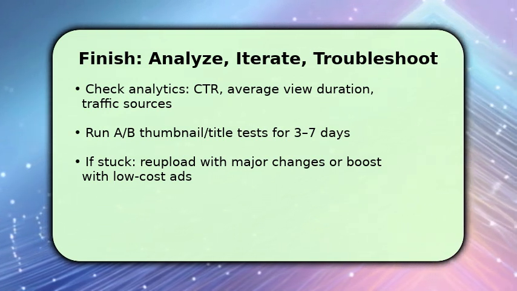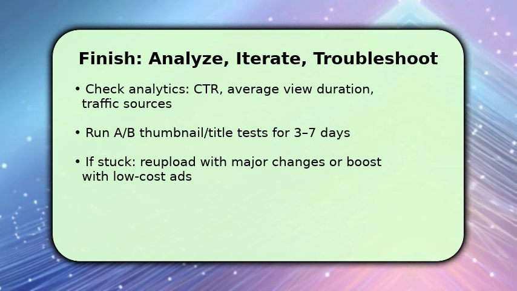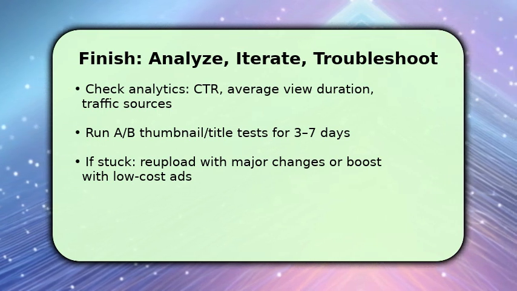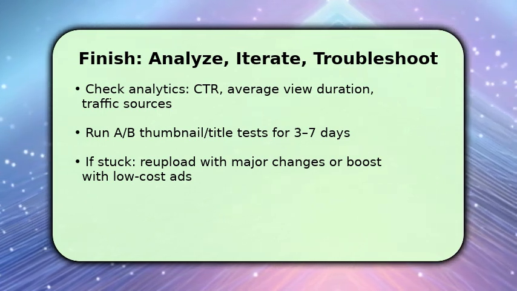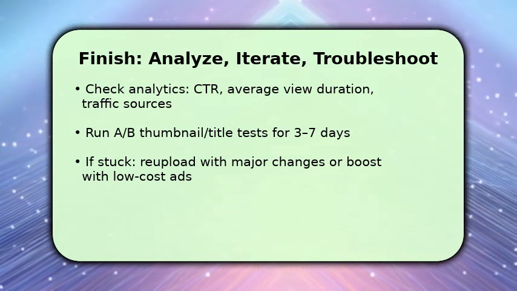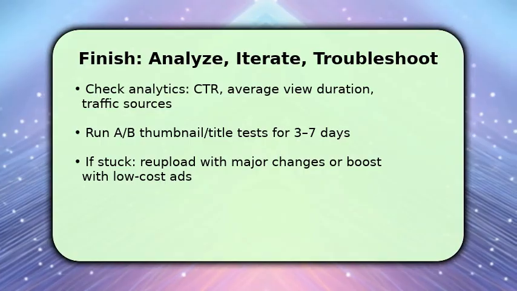measure change. If organic traction remains 0, reupload after editing the opener or run a small paid promotion to jumpstart impressions. If problems persist, make sure there are no copyright blocks or community strikes. Fix those before repeating.